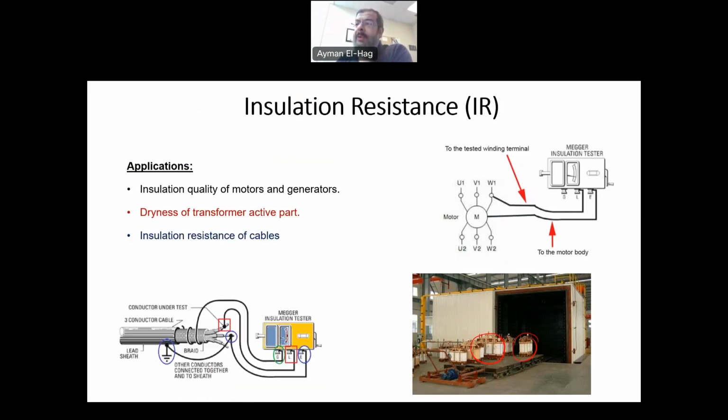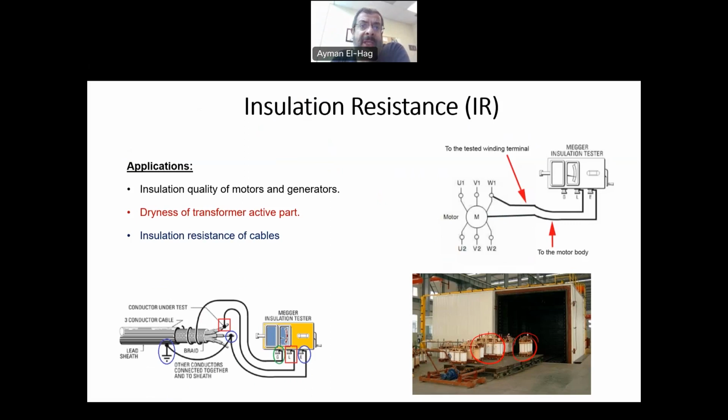Also, cables as well. You use the MEGGER test to see the quality of the insulation of cables. So in all these applications, basically what we do is apply high voltage DC and we measure either the current, or the device will give you directly the resistance using Ohm's law. The resistance will be the voltage divided by the current.